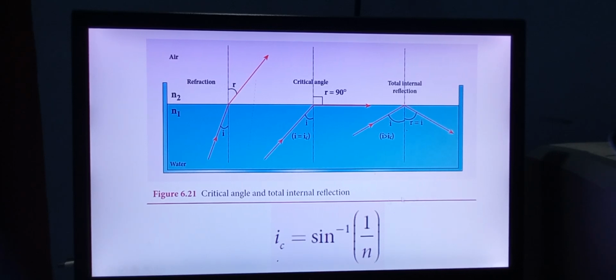So for that, the formula: critical angle ic will be equal to sine power minus 1, or sine inverse of 1 by n. That is ic will be equal to sine inverse 1 by n.